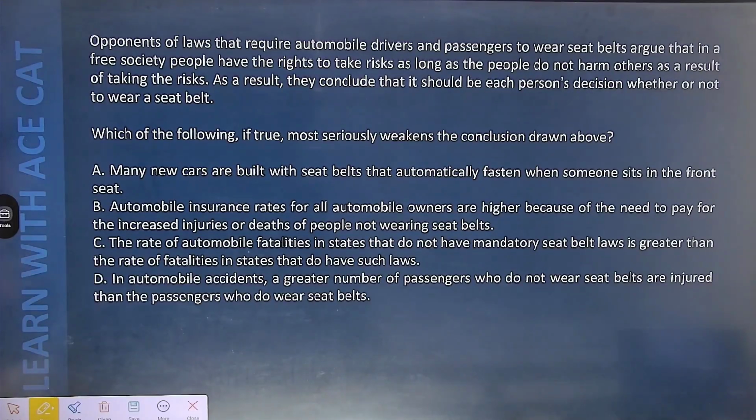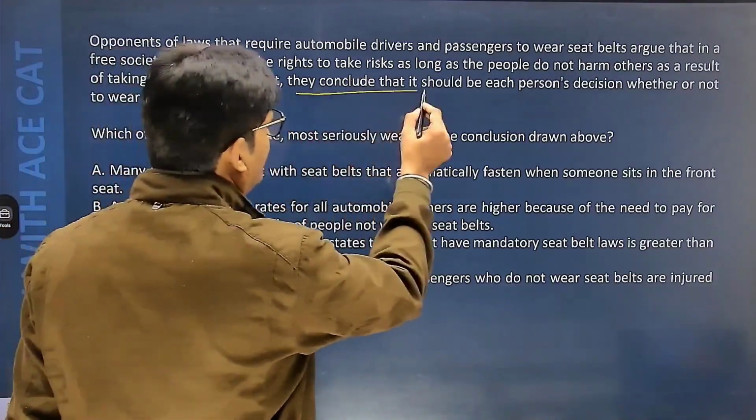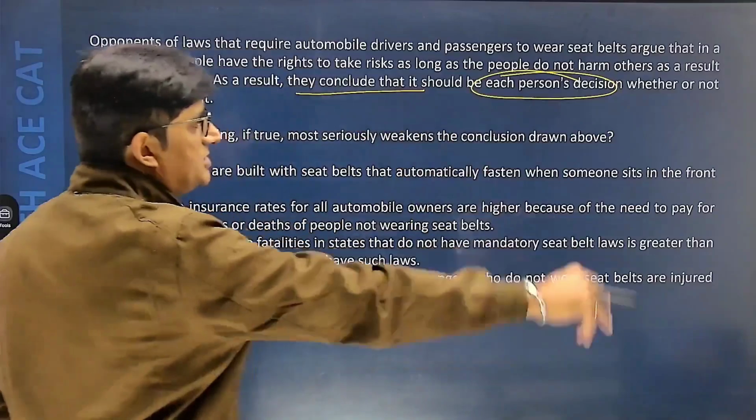Okay, I am discussing the question now. So the question says, which of the following, if true, most seriously weakens the conclusion drawn? So let us read the paragraph now. Opponents of laws that require automobile drivers and passengers to wear seat belts argue that in a free society, people have the rights to take risks as long as the people do not harm others as a result of taking the risk. As a result, they conclude that it should be each person's decision whether or not to wear a seat belt. So try to understand, this part becomes the conclusion. It has to be each person's choice.